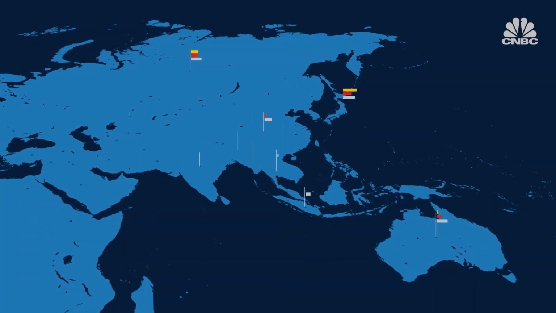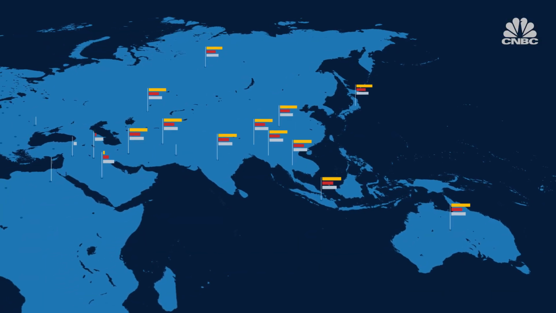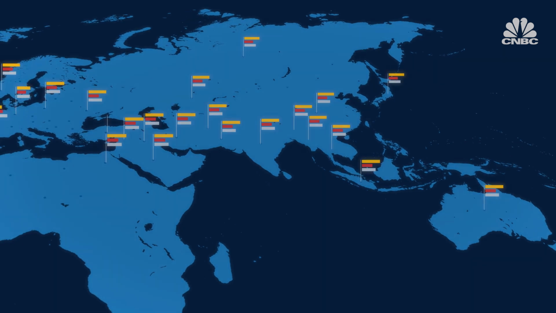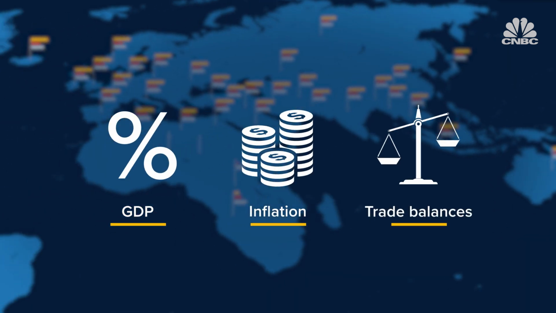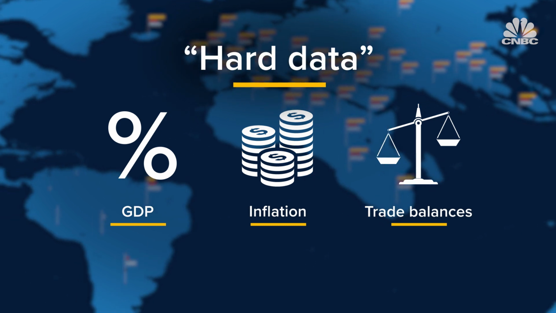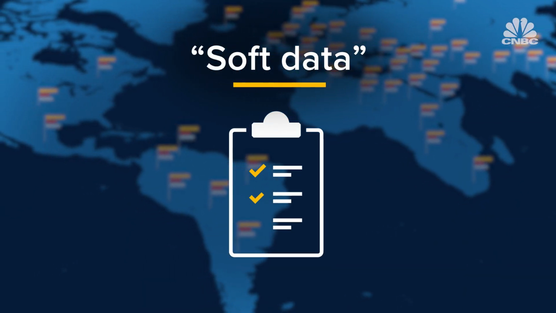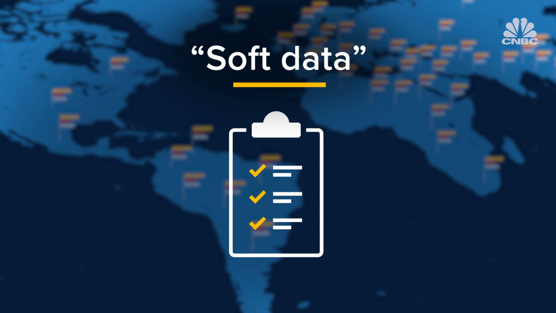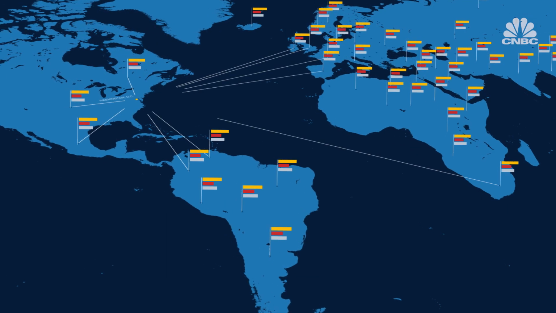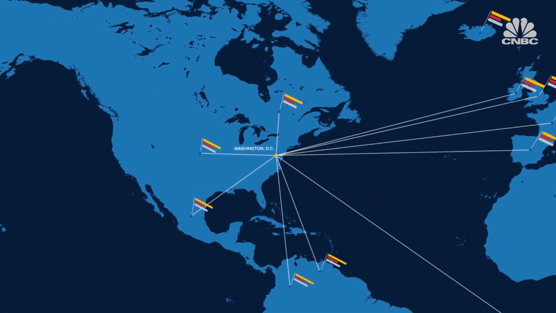First, teams collect data from countries all over the world. Government agencies measure and report stats like GDP, inflation, or trade balances. This is called hard data. There is also soft data, which includes surveys of businesses and consumers on how they feel about the economic environment now and in the future. The IMF's country teams then send this data back to Washington.